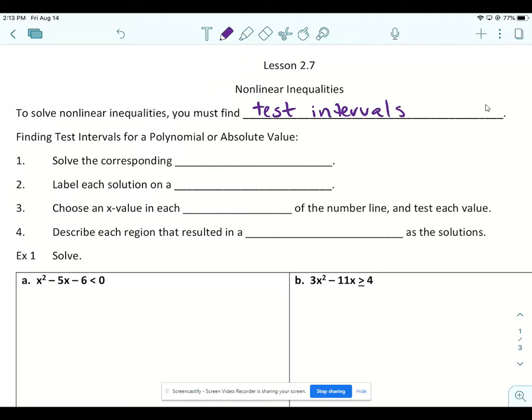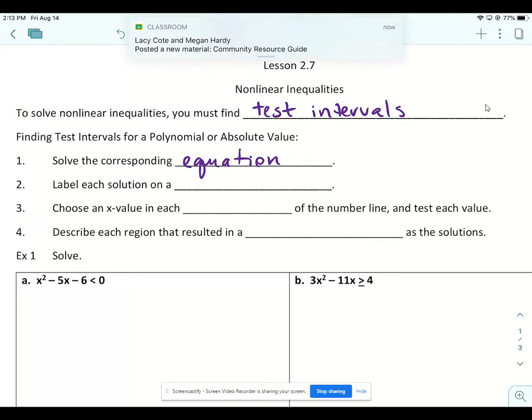All right, and so these are the steps for finding those test intervals for polynomial and absolute value inequalities. First, we're going to solve the corresponding equation. So that is what we just finished doing. So that step should be super familiar. Okay, and then everything else is going to be new.